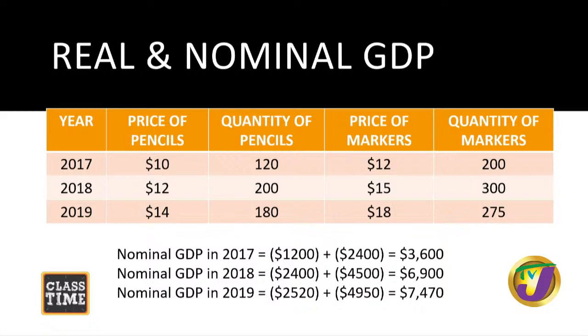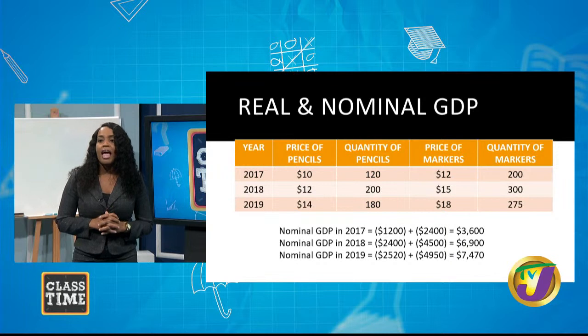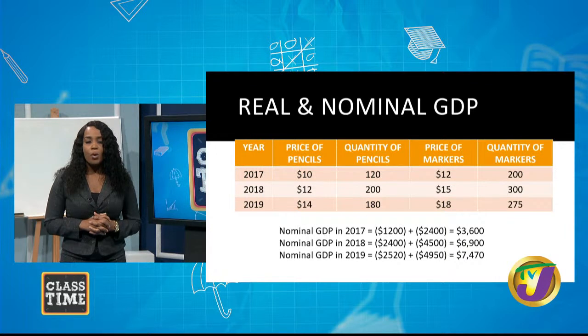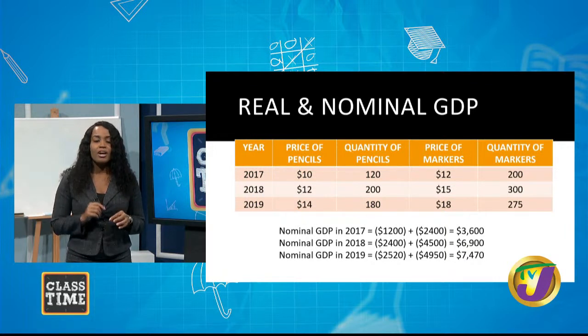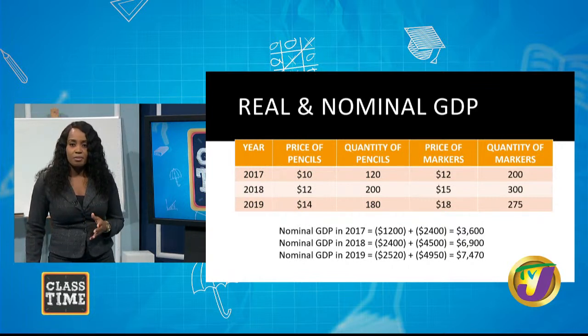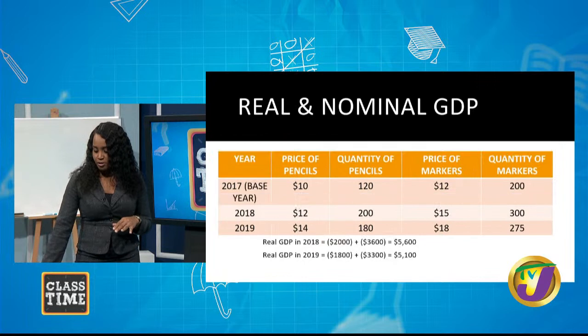Now, the quantities for each of the products we're producing are also there. So to determine the GDP for 2017, we have to multiply the price in 2017 times the quantity that we produce. And we do this for both pencils and markers. And we'll notice that the GDP in 2017 is $3,600. If we follow the same approach for the other years, we'll notice that the GDP goes to $6,900 and then $7,470. But we have not taken into consideration that the price of both markers and pencils had increased. So this is just the nominal GDP because it has not been adjusted. We didn't use a base year. We just used the prices for each year that the goods were produced.